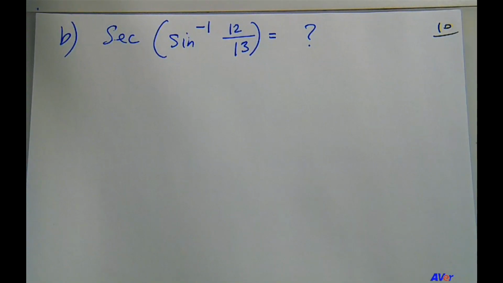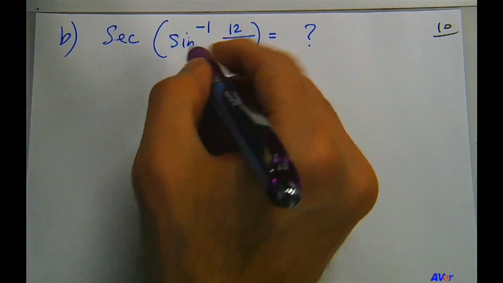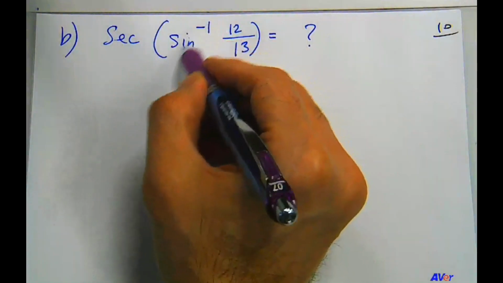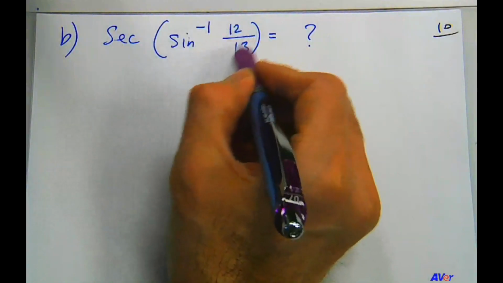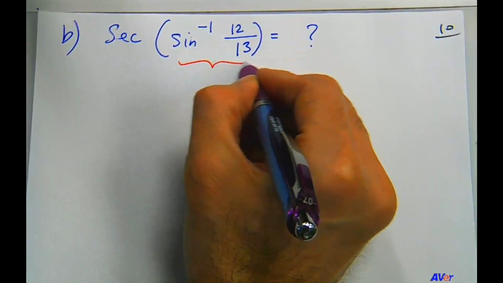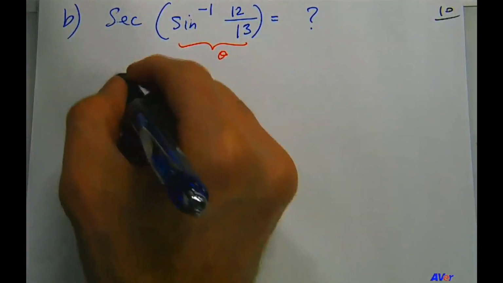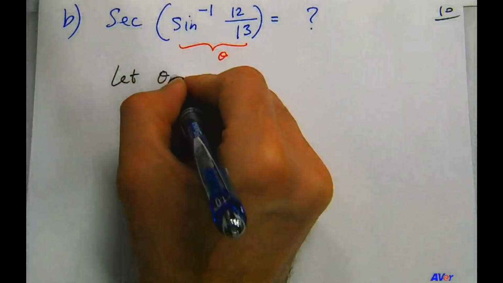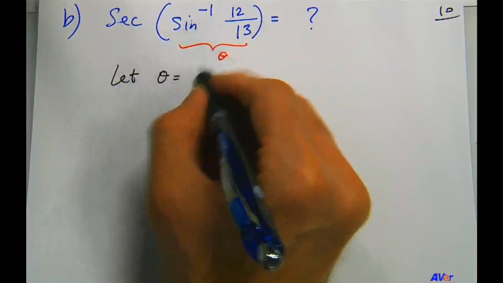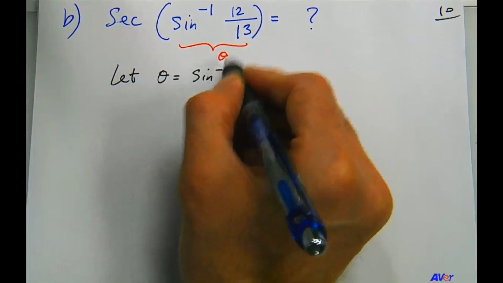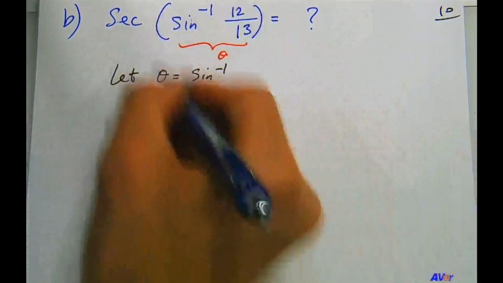Okay, so I trust that you've done that. You have your own solution and now you're back. So we know that any inverse trigonometric function represents an angle theta, right? So let theta be that quantity. We know it's going to be some angle, so we're going to call it theta.